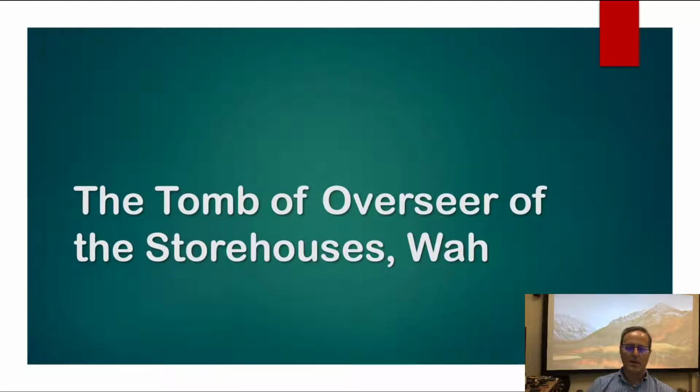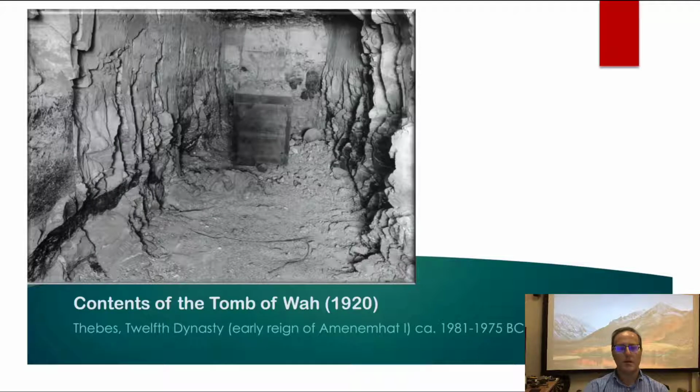So I want to survey two tombs, one from ancient Egypt and one from ancient China, of scribes, and look at how they expressed their identity as scribes, but also compare things like wealth and other ritual markers of the funeral. So the first tomb we're going to look at belonged to a man named Wa, who was the overseer of the storehouses for Meket Re, the man whose models we looked at earlier.